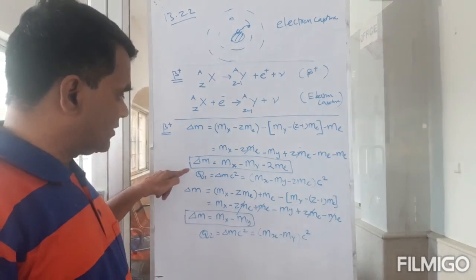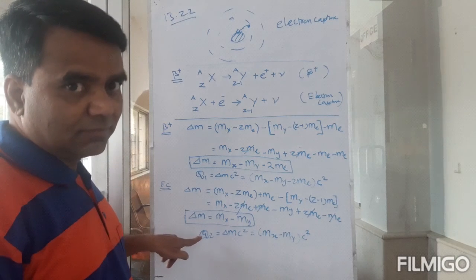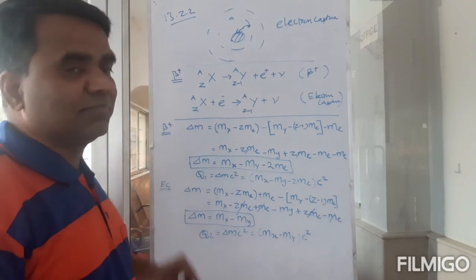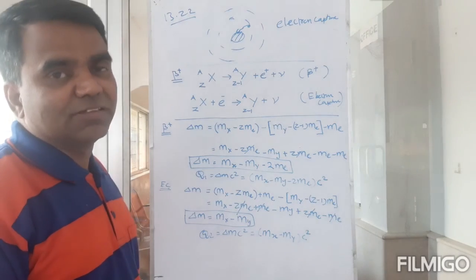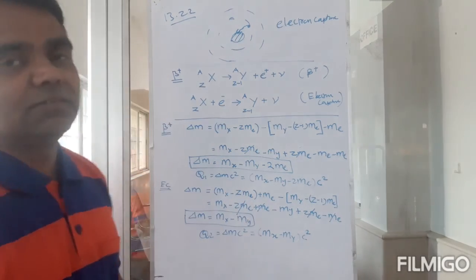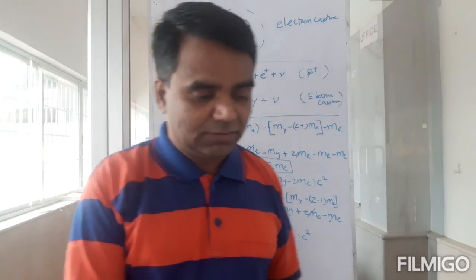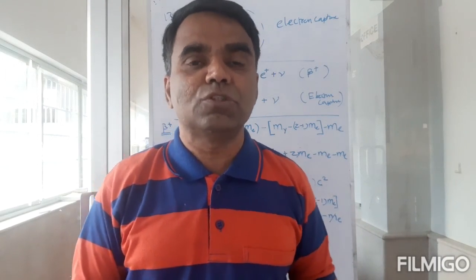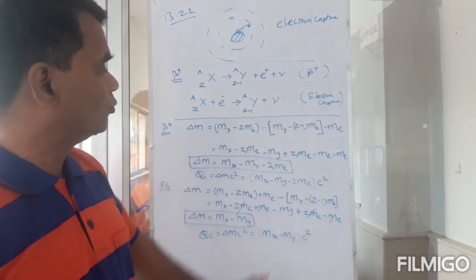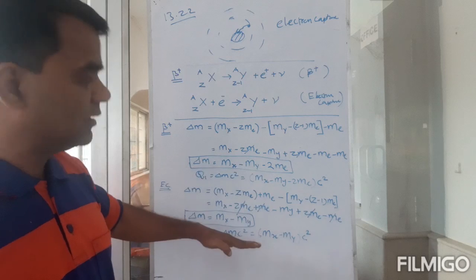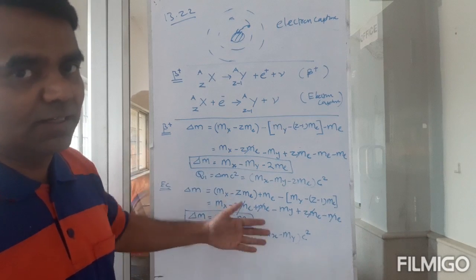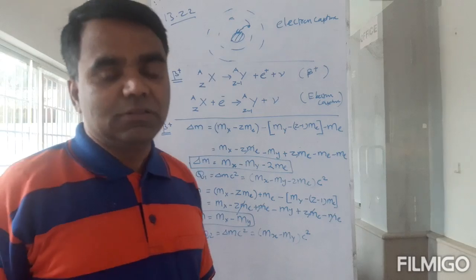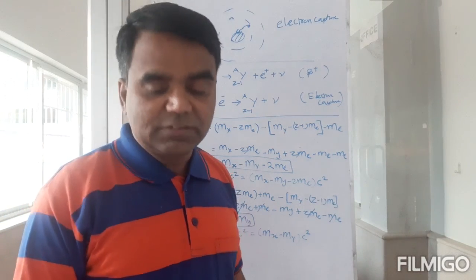So if this happens, this can happen. But if this happens, you cannot say that this can happen spontaneously. So that is the inference from this. That's what the question is. From the energy considerations, you prove that when beta plus decay happens, electron capture can also happen. But if electron capture happens, you cannot say beta plus decay will happen. Hope this is clear to you.